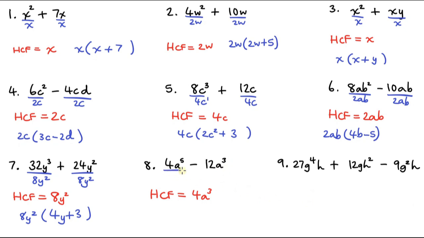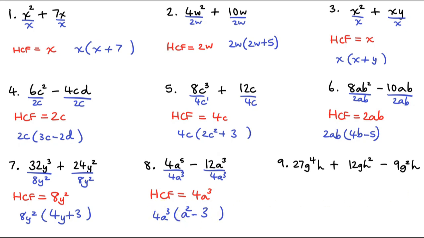Okay, so we can divide by 4a cubed over here, and we can divide by 4a cubed over here. So the 4a cubed comes outside of our brackets. 4 divided by 4, those cancel. A to the power 5 divided by a cubed is a squared, because 5 minus 3 is 2. And then 12 divided by 4 is 3. And the a cubed terms this time cancel out. So this is our final answer.